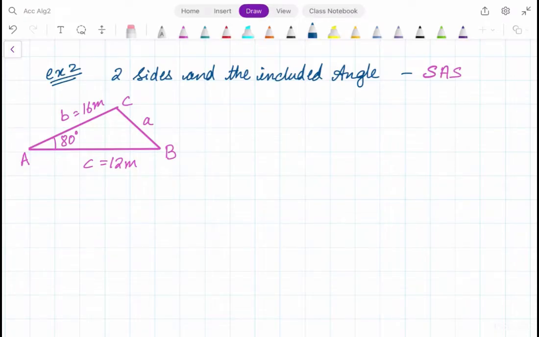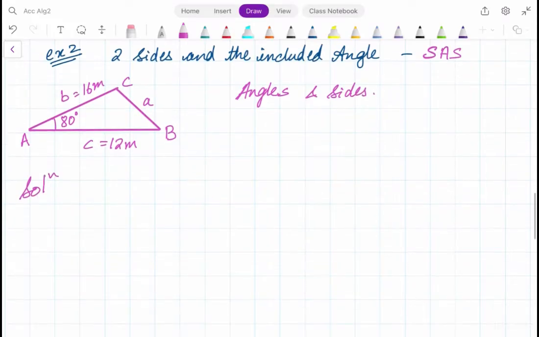In this case, two sides and the included angle are given. So this is the case of SAS. So we need two angles and one side length. So let's start with finding the side length. So we need to find A.